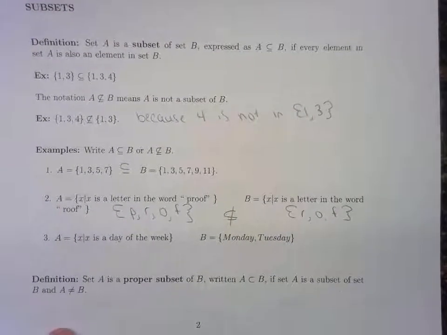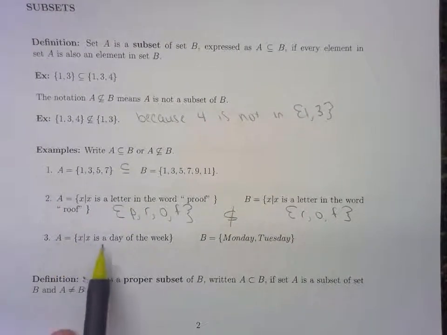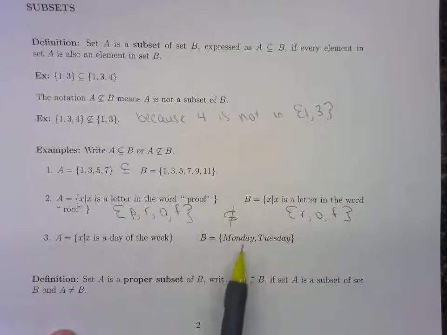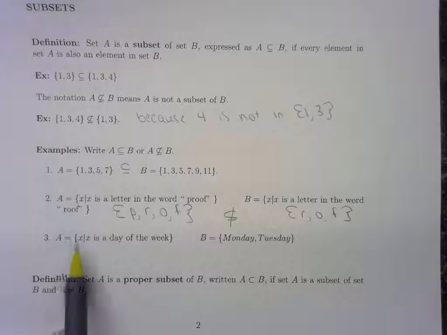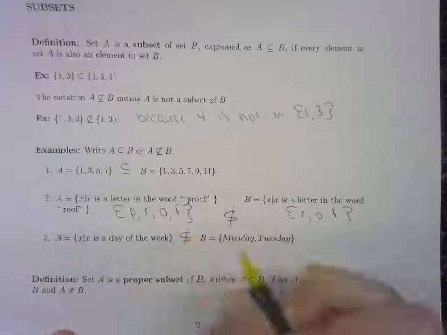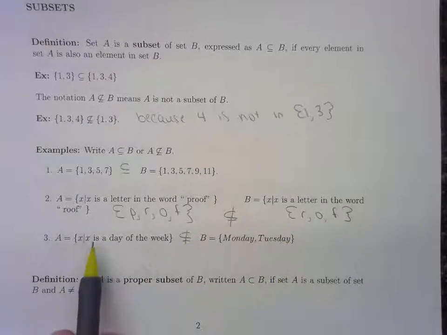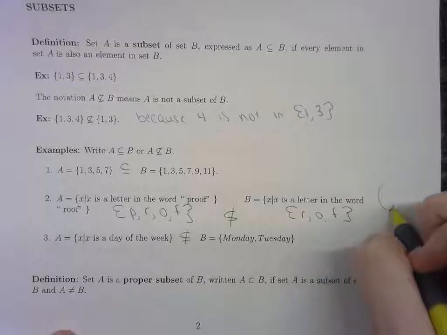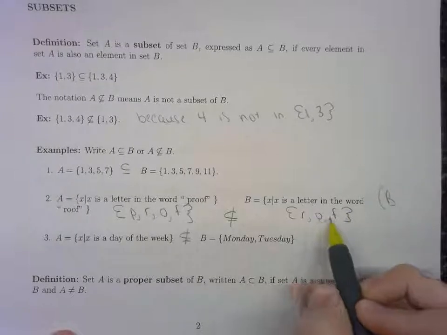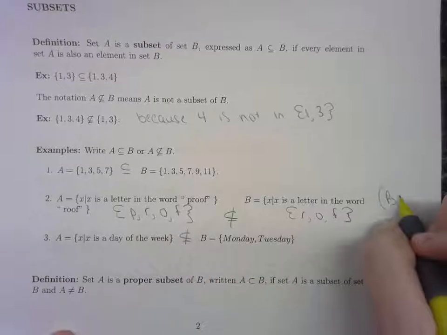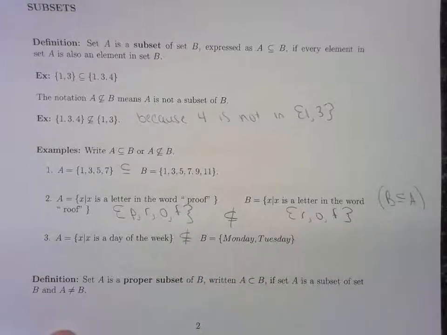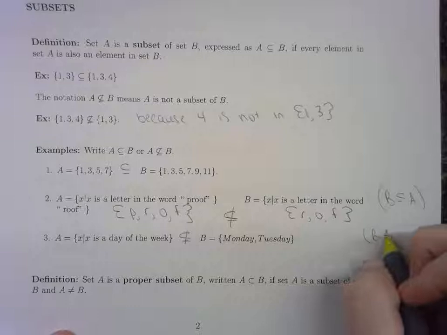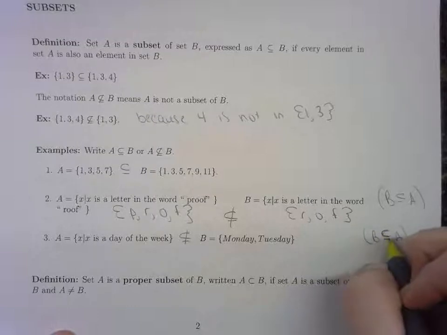Okay, and then number 3, A equals {x such that x is a day of the week}. So Sunday, Monday, Tuesday, all the way through Saturday. And then B is Monday, Tuesday. Okay, so this would also not be a subset, okay, because we have Wednesday, Thursday, Friday, all the way through Saturday in this set, but not in this set. We could over here, and I'm going to put in parentheses, B, since we have R, O, F is in the set P, R, O, F, is a subset of A. That is true. And then we also have over here B is a subset of A, and that is also true.